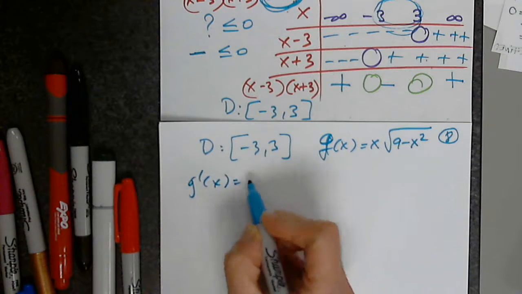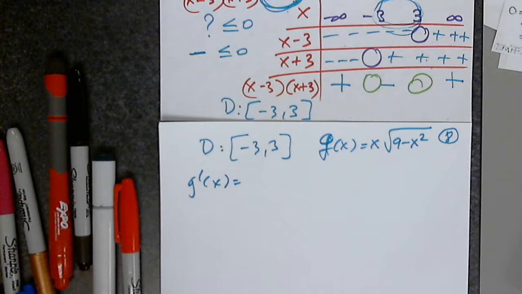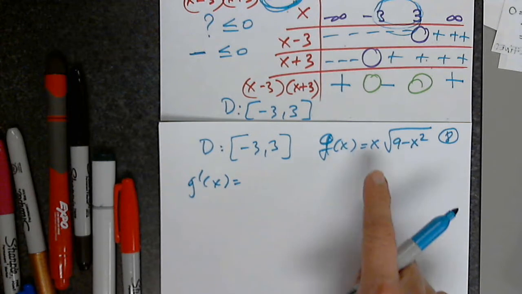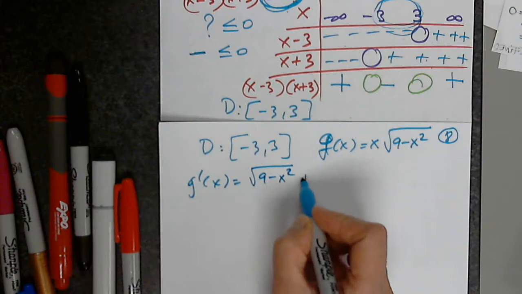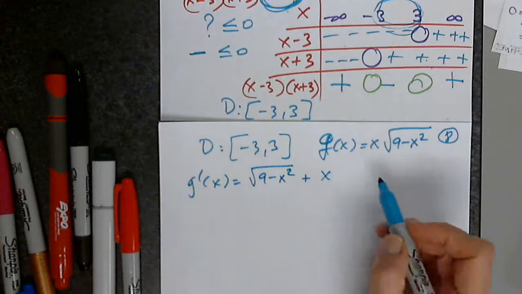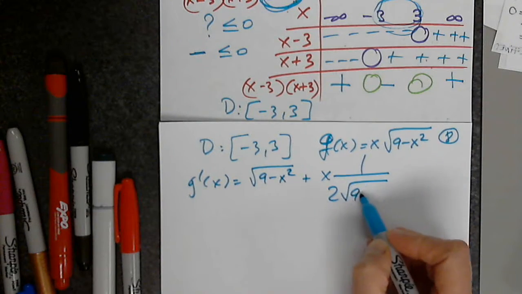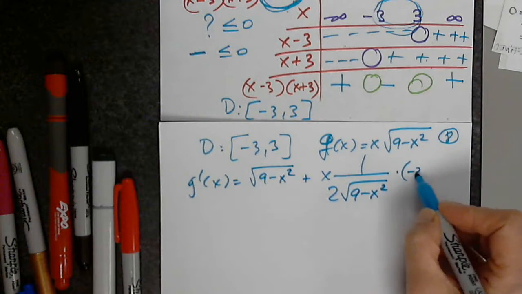Very good. How do I differentiate this? The derivative of x is equal to 1. The first function prime is 1 times the second function, plus the first function times the second function prime, times the inner function prime.